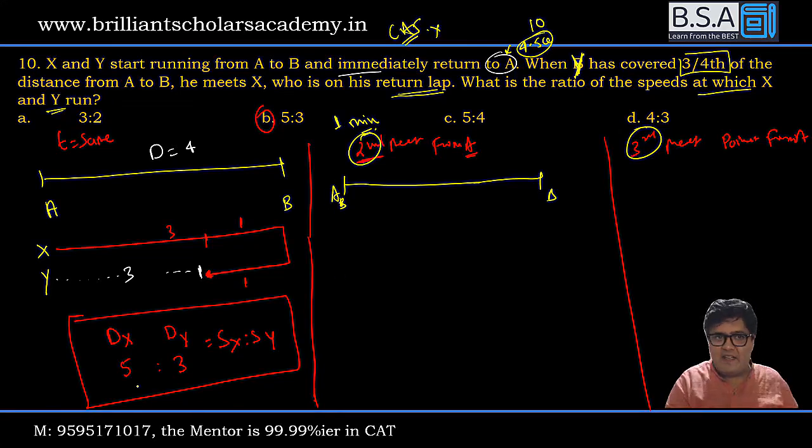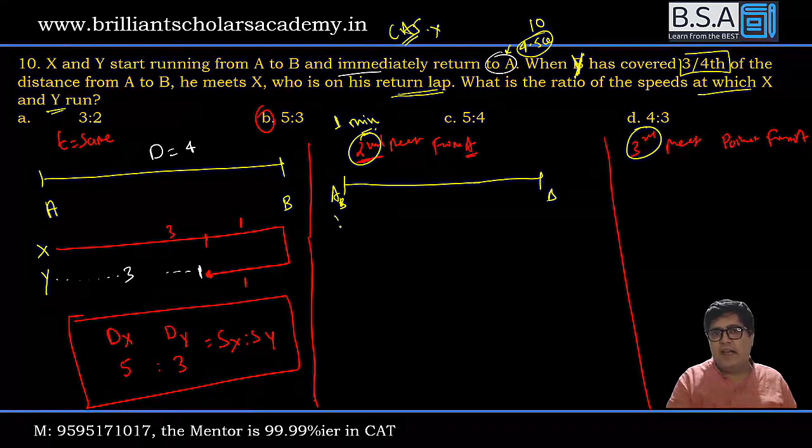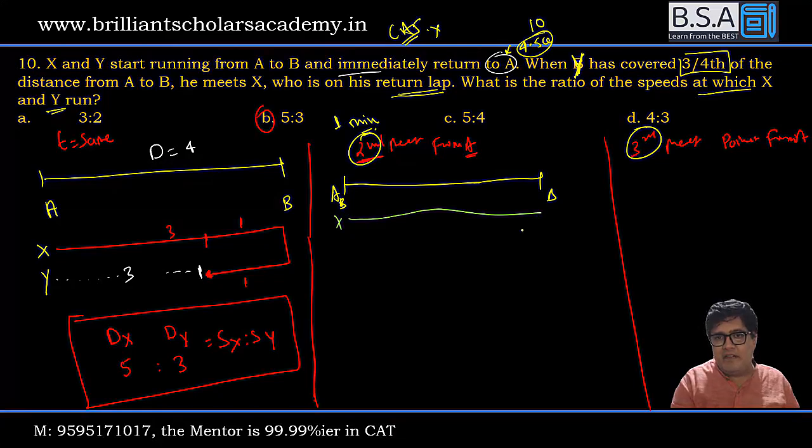What has X done? I'm using, let us say, green color for X. X started from here. He went to B. He again went to A. Now X is returning. X is returning to the right side.